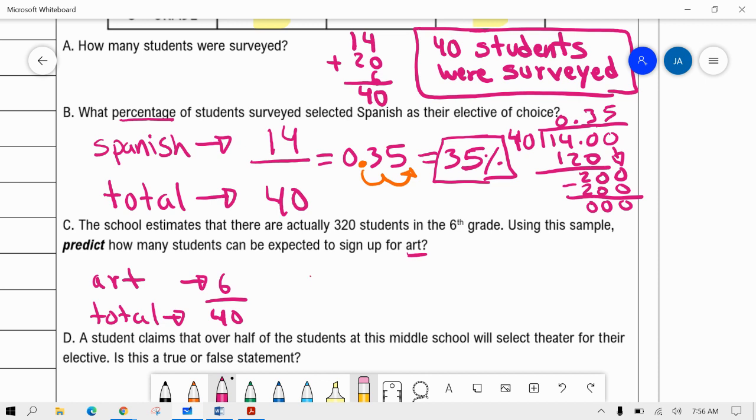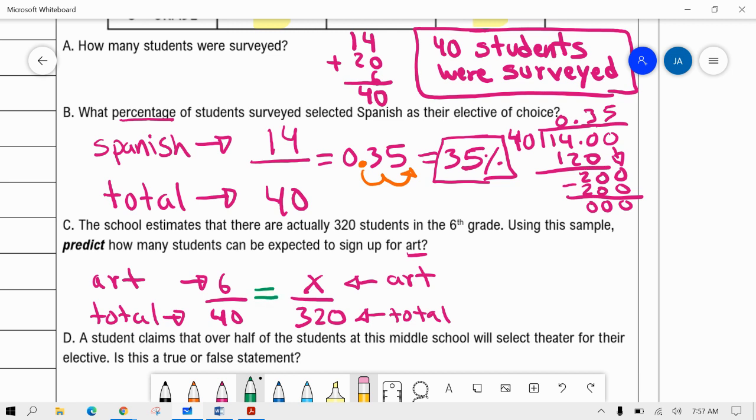So I know that we don't know how many took art, so we're going to put an X there, but we know that it's a total of 320 students, okay? So again, we're putting the total here. And out of the total, we don't know how many are going to be expected to take art from the entire population. So what we're going to do is set this into a proportion, meaning 2 equal fractions, okay?